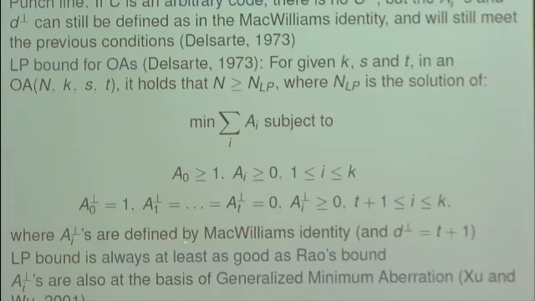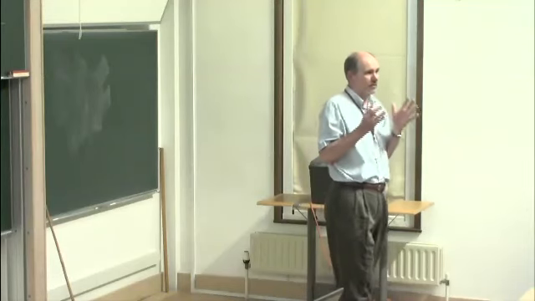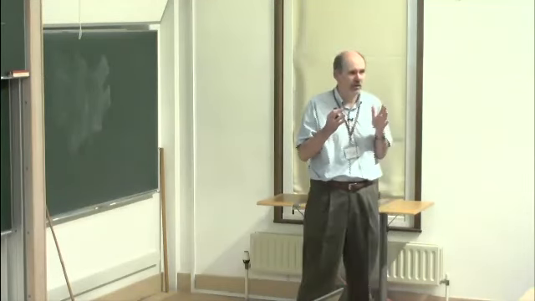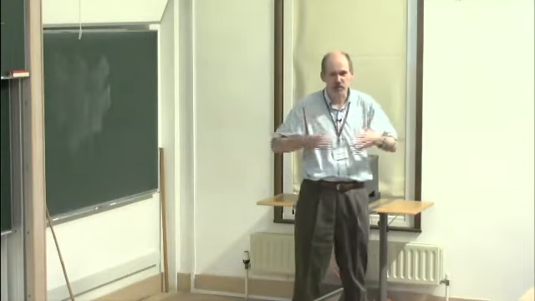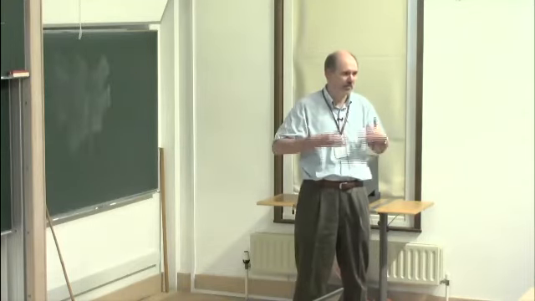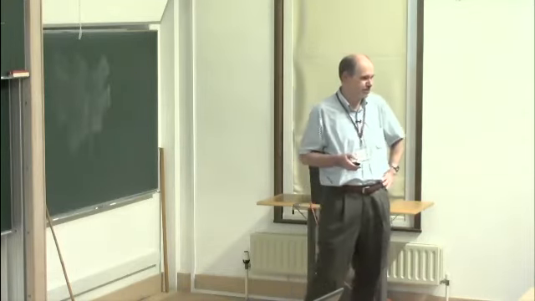And so solving this linear program gives you a bound for the number of rows in an orthogonal array, and it turns out that that bound is always at least as good as Rao's bound, and often better. So it does a better job than Rao's bound. I still like Rao's bound because it gives me a very nice explicit expression for what the bounds are. With the linear programming bound, I have to run this linear program every time to find out what the bound is.